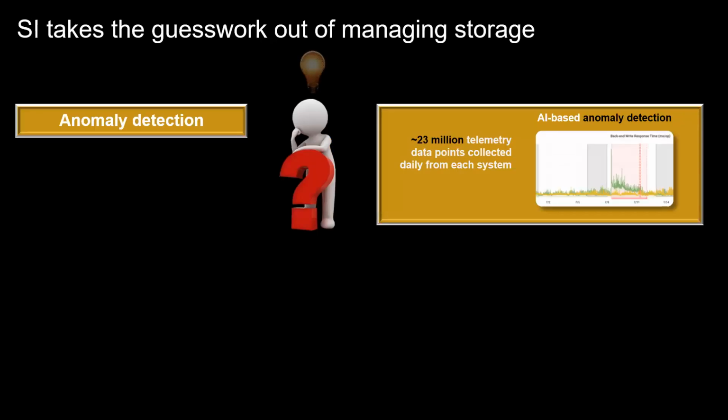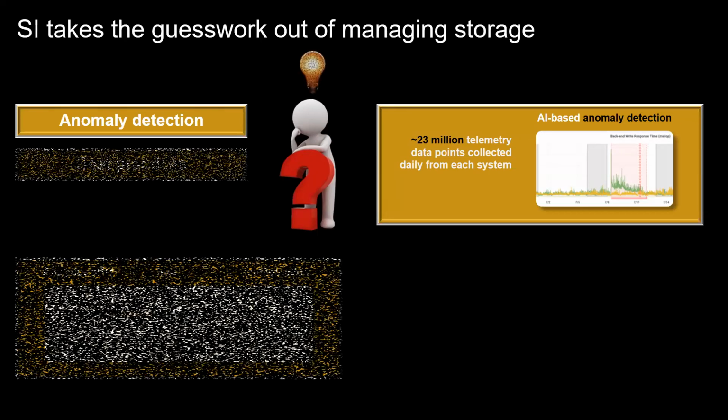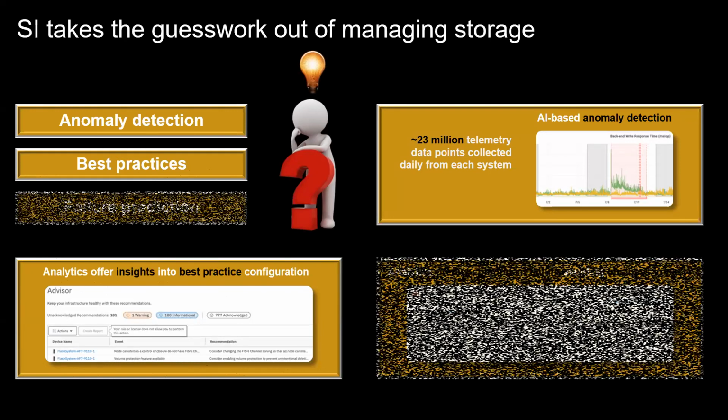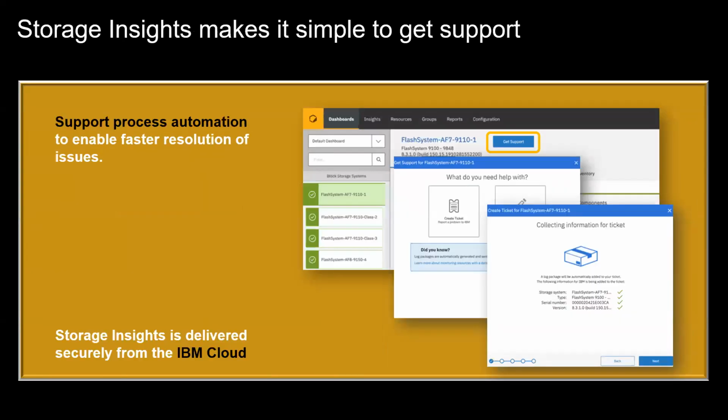Talking about SI, the telemetry data is about 23 million data points every day from each system. It can detect anomalous patterns in workload and system behavior. So this is what it helps with if you have Storage Insight functions in your system. It makes life easier because SI provides an enhanced level of customer service.